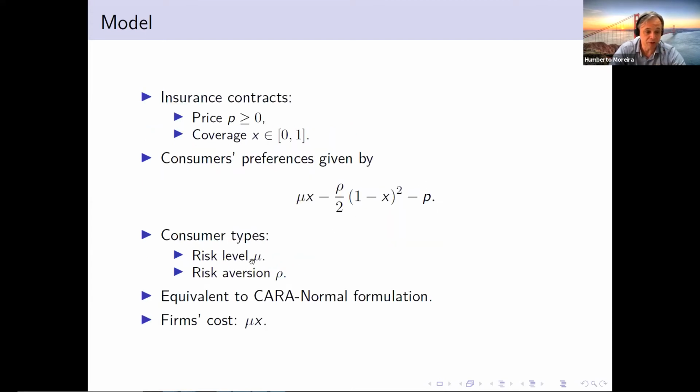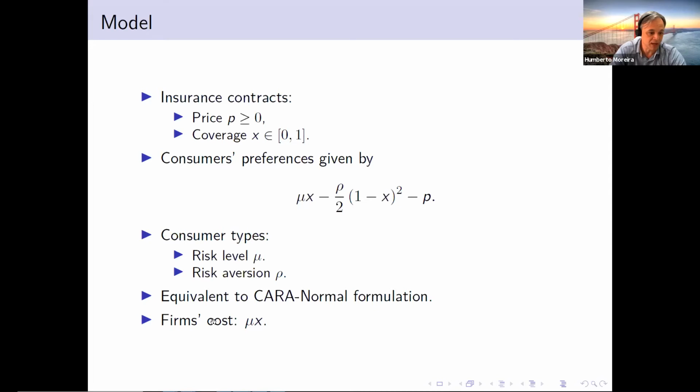And these are the two dimensions, the risk level and the risk aversion, the risk preference parameter. You can give a fundamental structure for this kind of preference if you think about the CARA-normal formulation. You may think of an agent having a loss which is normal with mean mu and some variance, and the agent has constant absolute risk aversion utility with the rho parameter. Then you're going to have exactly this specification of his preference.